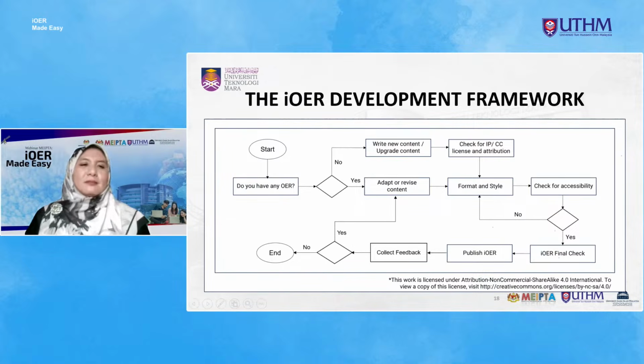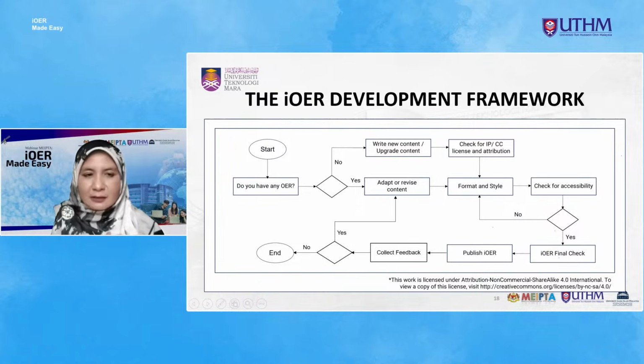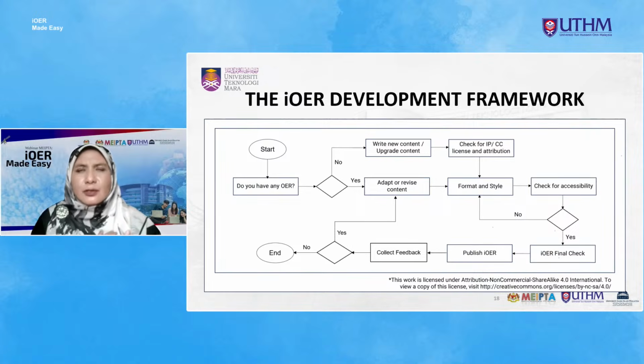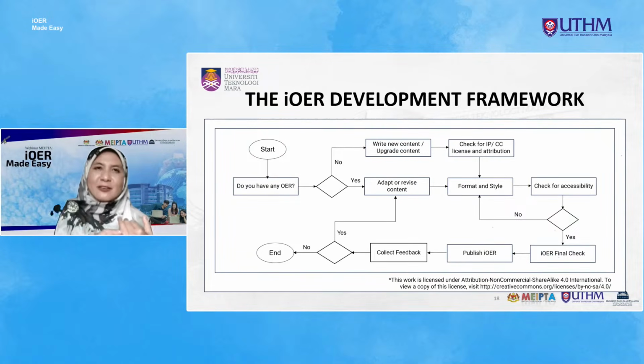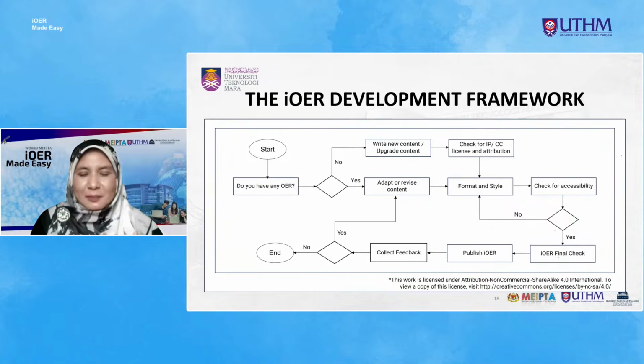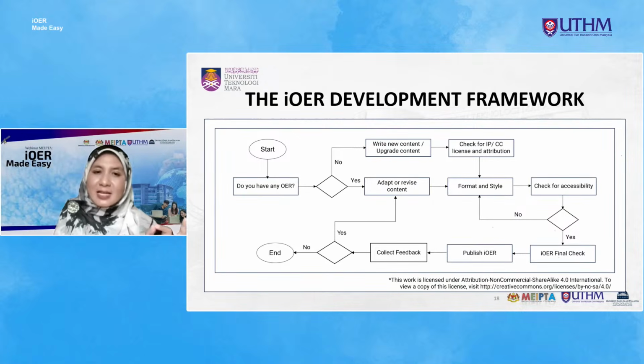So this is the beginning of the process. Start. First thing first, ask yourself, do you have any OER? How do you know? Check for the two elements, the openness and also the legal permission. Starting from your existing materials, check whether it is an OER or not. If no, then you write new content, or if you have existing materials, then identify the 5 R's and get the license. Done. If yes, you just adapt or revise the content if necessary.